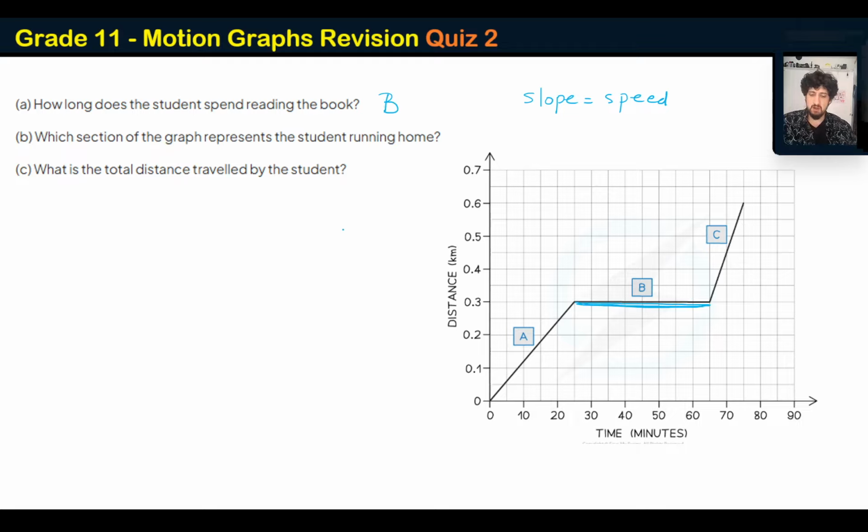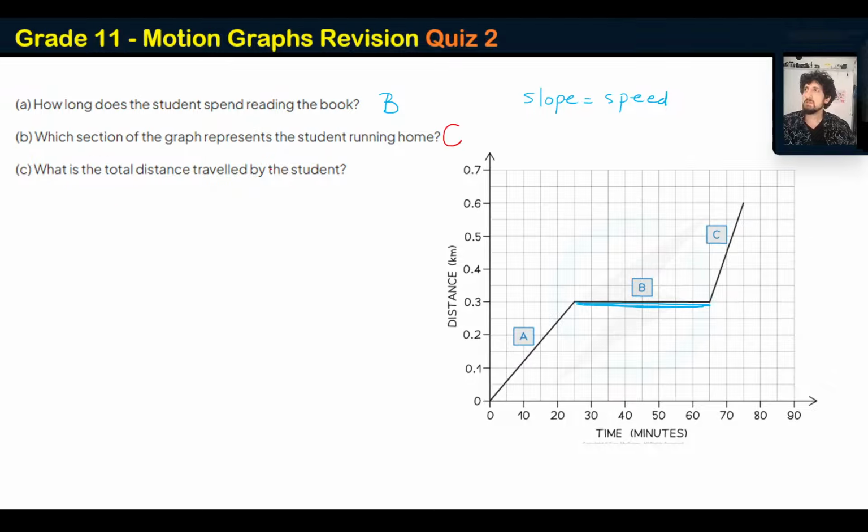Which section of the graph represents the student running home? When do they go home? Well, that's when they left home to go to the park. That's when they sat down, and that's when they went home. Again, that's when they ran home again. So that's part C. That's when they ran home.